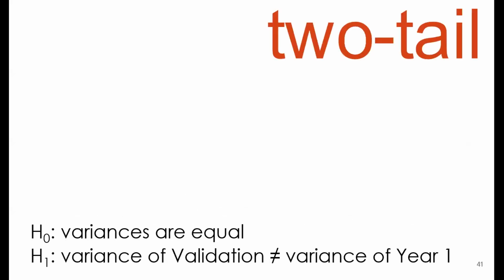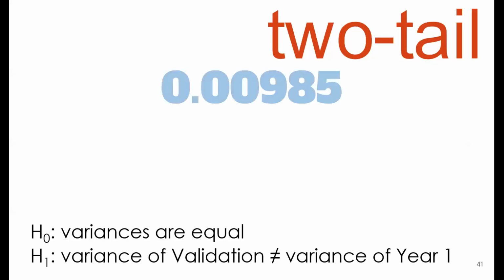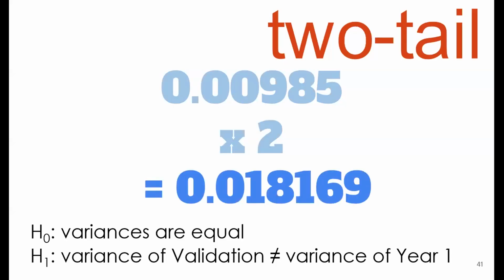So how do you convert this into a two-tail? Well, it's actually quite simple. If the one-tail p-value is 0.00985, you just multiply it by 2. You take one tail, you multiply it by 2, you get two tails. So the two-tail p-value is 0.018. And in Excel, you have this limitation that it only gives you a one-tail p-value, right? And so that's all we have. You take that, you multiply by 2, now you've converted it into a two-tail.